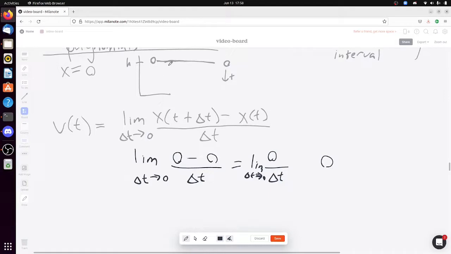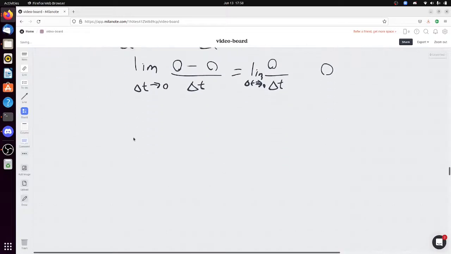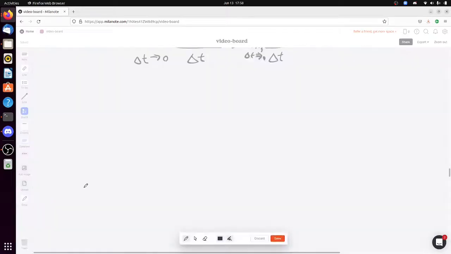So in other words, what this is saying is that if we never drop the ball, the speed of the thing is always going to be 0. It's not going to be moving. So that actually makes sense intuitively. So that's basically the simplest function that we could have. Now let's look at basically the second simplest function that we could have.